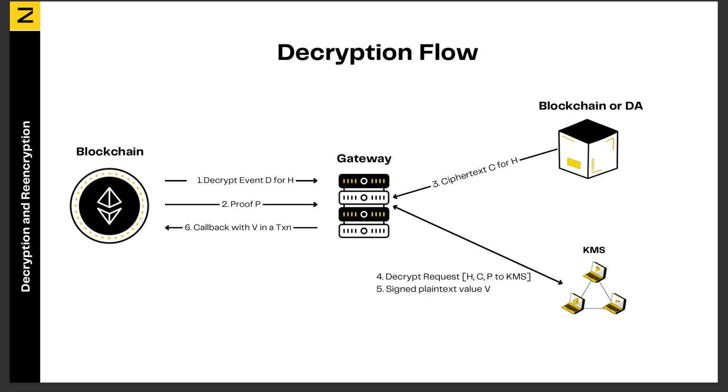And once the gateway has this information, like the ciphertext and the proof, it can send it to the KMS to do the decryption, and the KMS will check the proof. And if it verifies, then it does the decryption via MPC, signs the plain text value, and returns it back to the gateway. And at that point, the gateway just calls the callback function in a separate transaction to the blockchain.